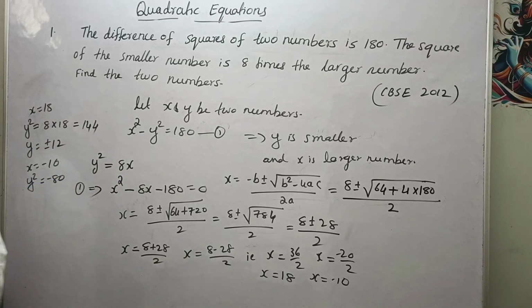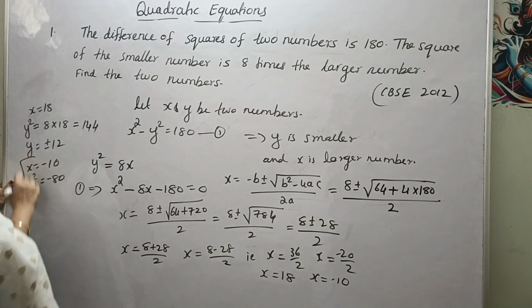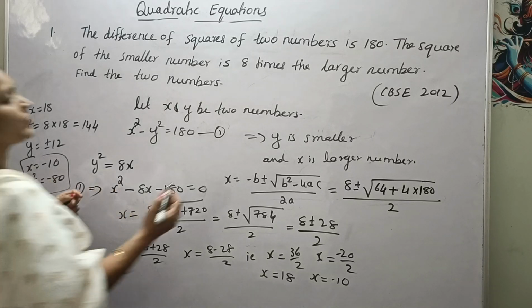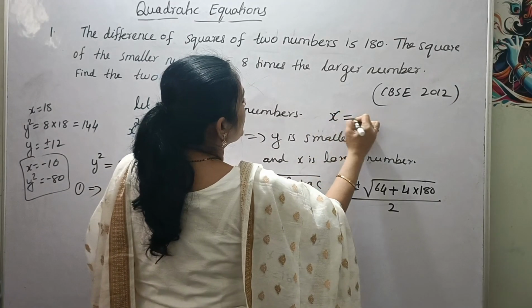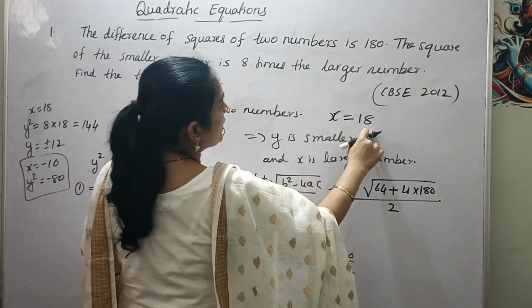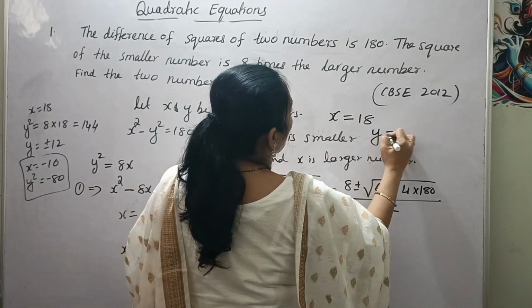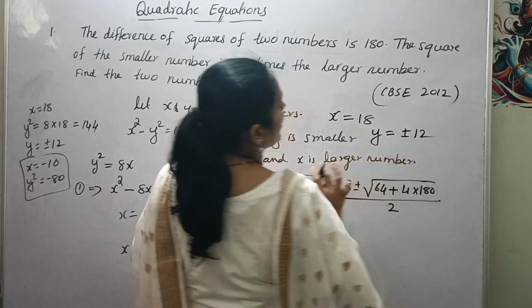So here y square is equal to minus 80, then it will be an imaginary number, right? Therefore, it is not possible. x is equal to minus 10 is not possible. Therefore, x value is 18 and y is plus 12 or minus 12. Okay? x is equal to 18, y is equal to, you can say 12. That is, the larger number is 18 and the smaller number y is plus or minus 12.